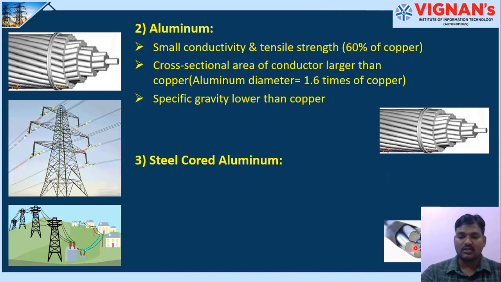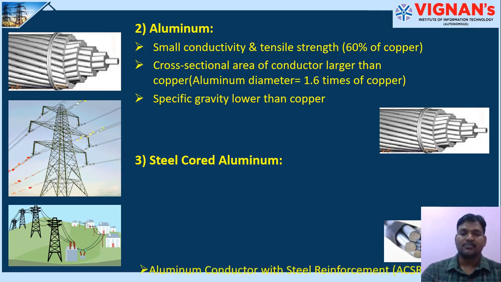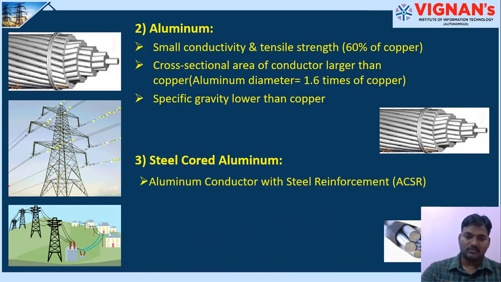Here in this figure you can see the core is made up of steel. However, the conductors outside the core are made up of aluminum. So if you see the cross-sectional view, there is a metal core which is made up of steel and which is stranded with outside aluminum conductor. This is very important for your competitive examination.